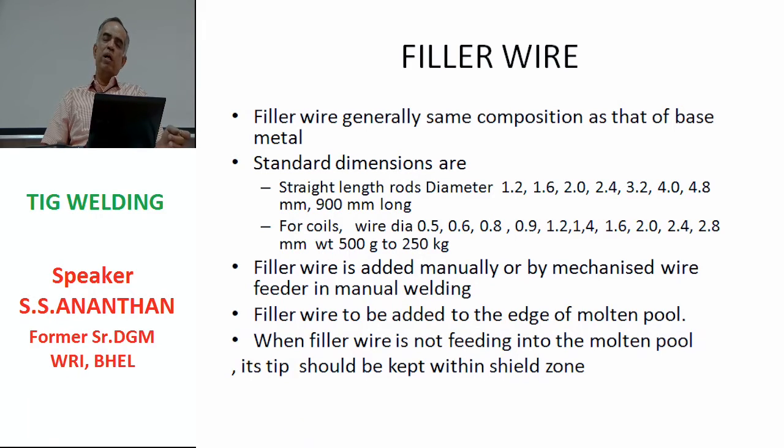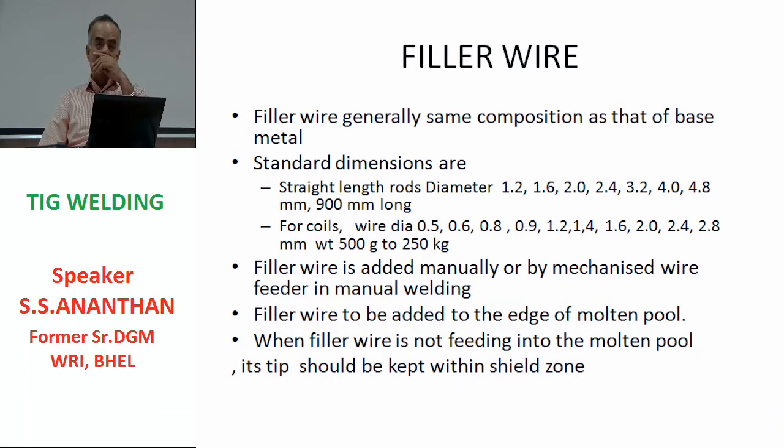And different diameters of the wires are available. Wires are available either in spools or straight rods. The straight rods are used only for manual welding, and the diameters start from 1.2 mm, 1.6 mm, 2 mm, 3.2 mm, 4 mm, 4.8 mm, and there are standard lengths of 900 millimeter. Now in the case of automatic welding, you have very thin wires starting from 0.5, 0.6, 0.8, 0.9, 1.2, 1.4, 1.6 to 2.4, 2.8 mm, and one can make spools of different sizes according to the requirement.